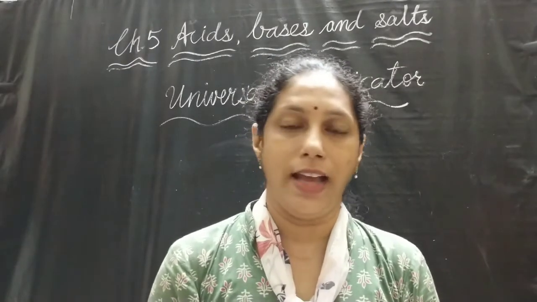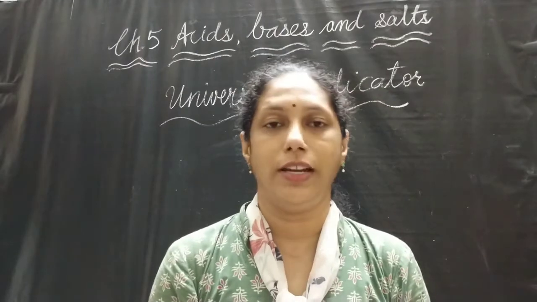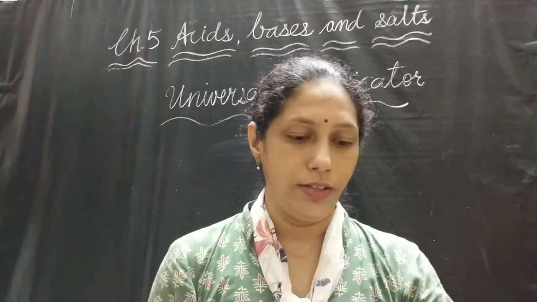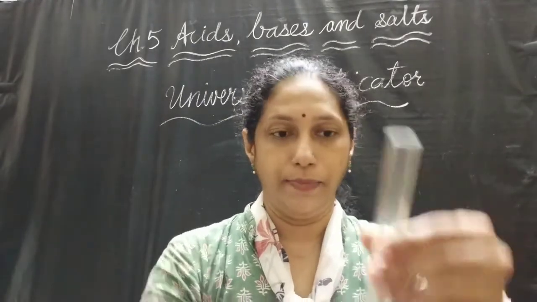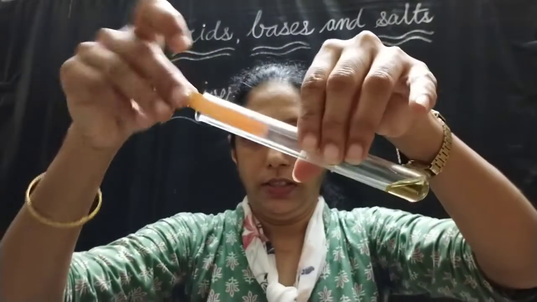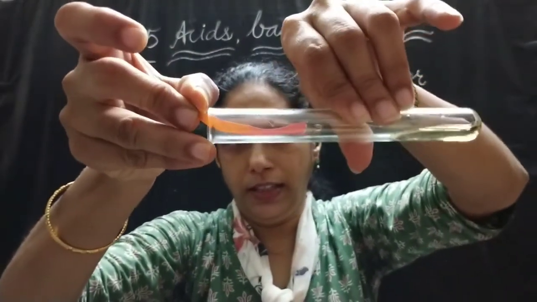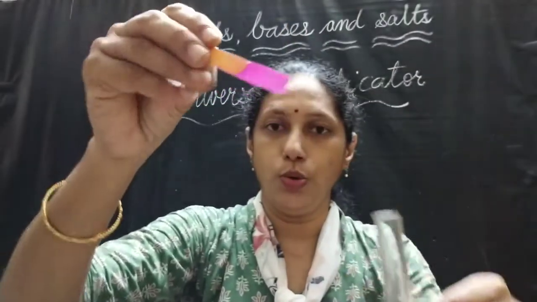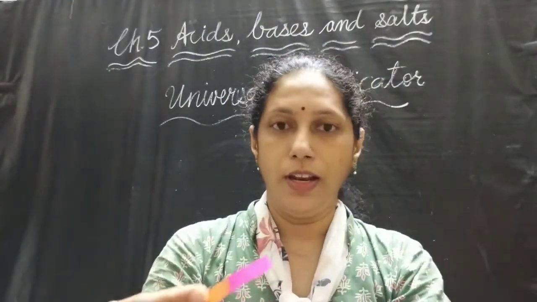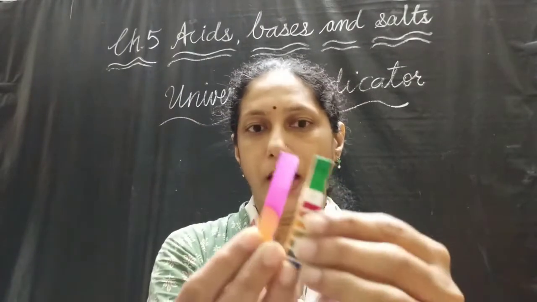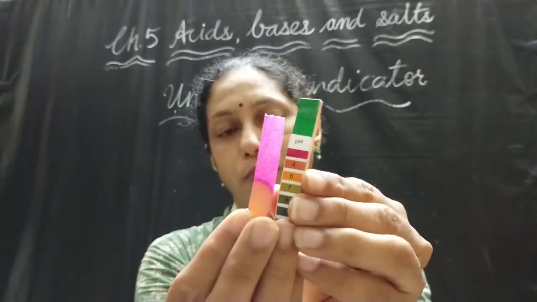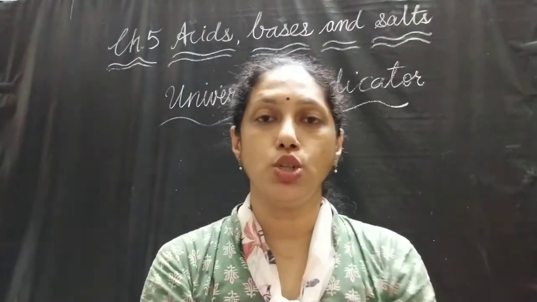Now I am going to show you the effect of these universal indicators over an acid and a base. I have taken one acidic solution, that is hydrochloric acid, and one basic solution, that is sodium hydroxide. I am taking one solution. Let us see whether it is an acid or a base. This universal indicator strip I am keeping in this test tube, and it is turning to this pink color. I will match it with the pH meter strip, and you can see here it is matching with pH 2. That means the solution is acidic in nature. It is hydrochloric acid.